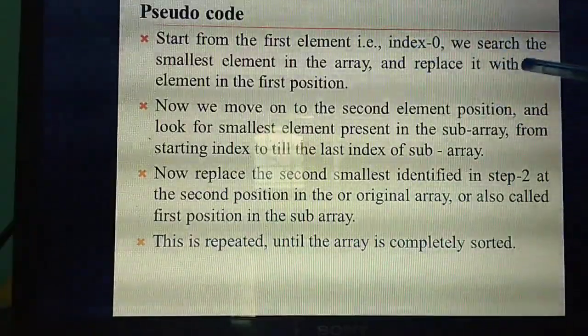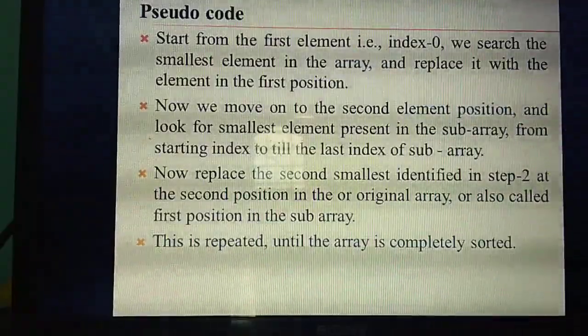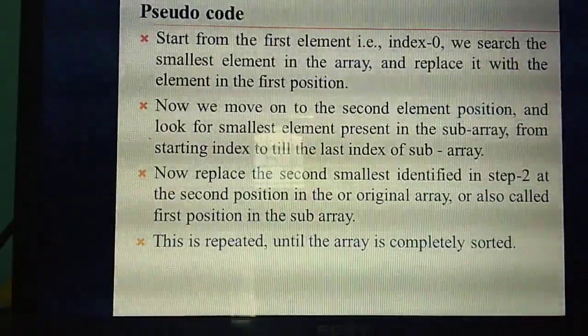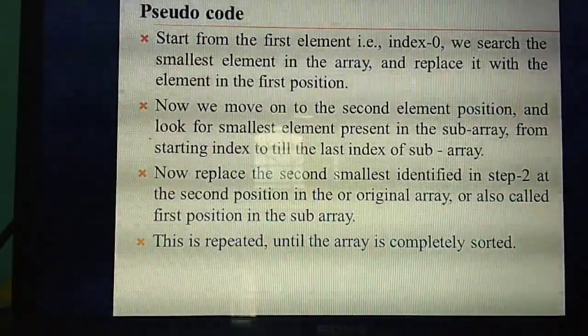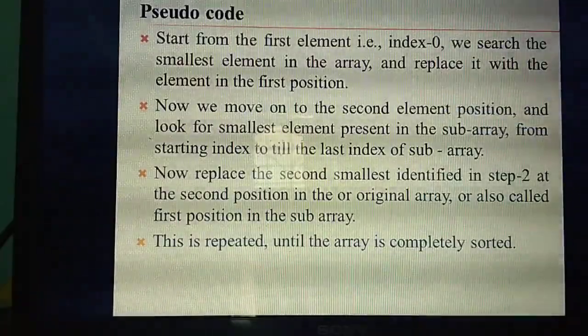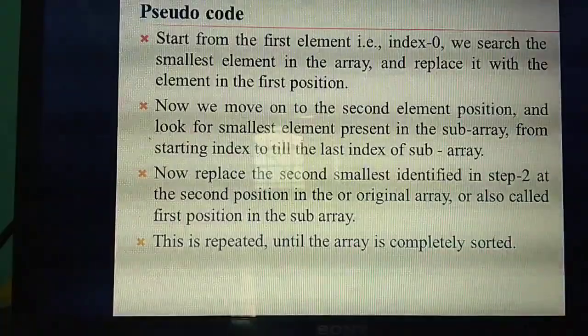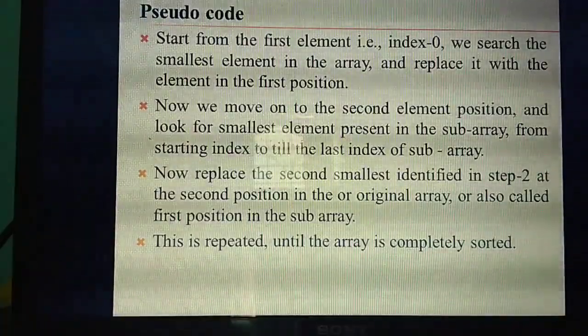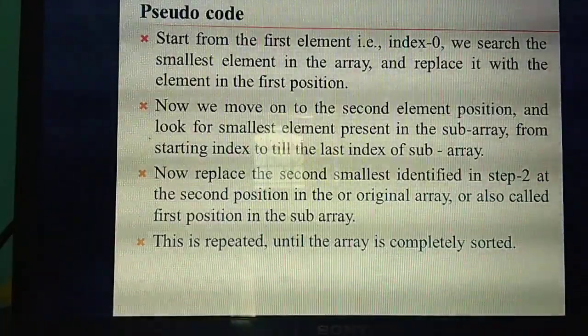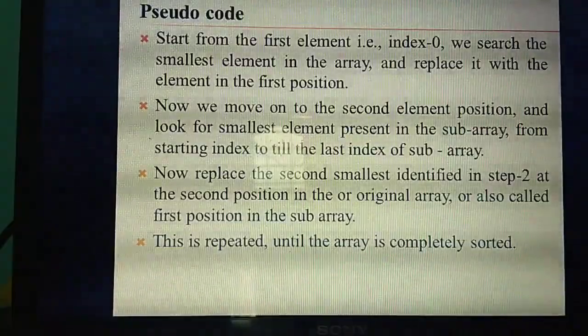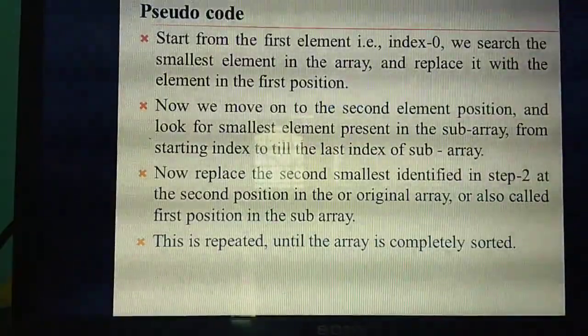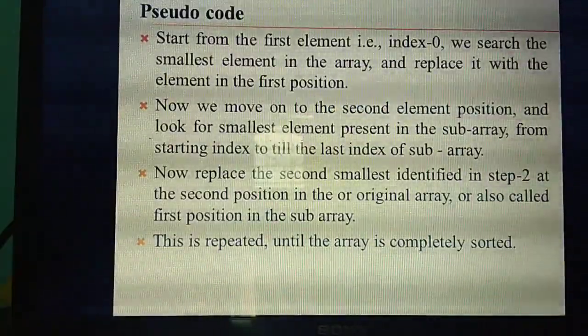0. Next, search for the smallest element in the array. You are going to search for the very smallest, least element in the array and place that element in the first position. So you already get the smallest element in the array. Then in which position are you going to keep the smallest element? First position. Understand? Then the next step.